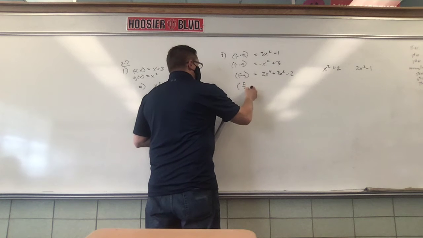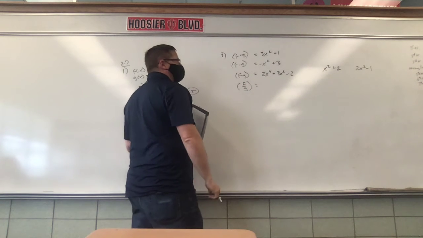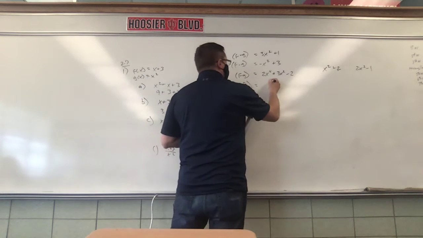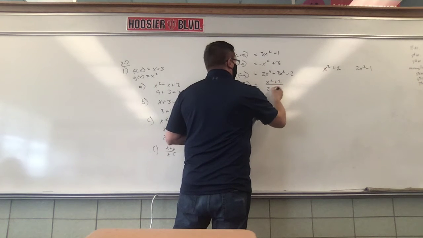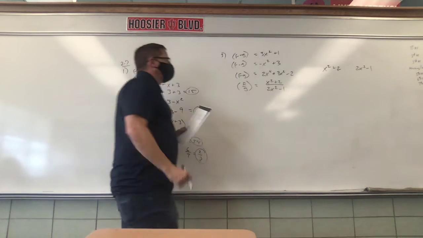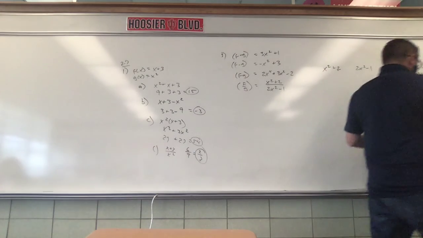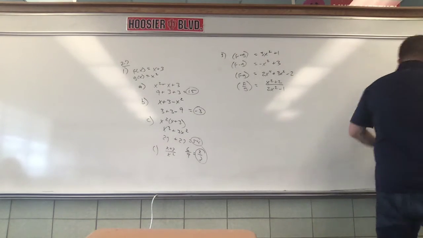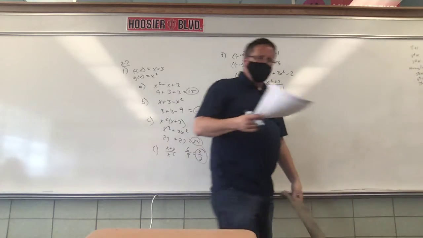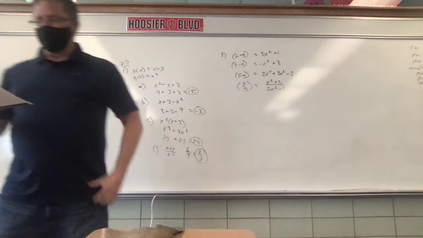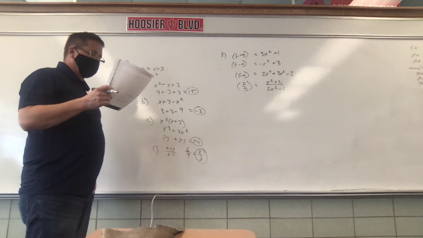And f over g of x, if you divide those, okay, this doesn't simplify. It's just going to be x squared plus 2 over 2x squared minus 1. So you added them, subtracted them, multiplied them, and divided them. Then parts B and C, again, don't worry about part B and C. We're just doing all of A, B, and C all at once, all at the same time, okay?